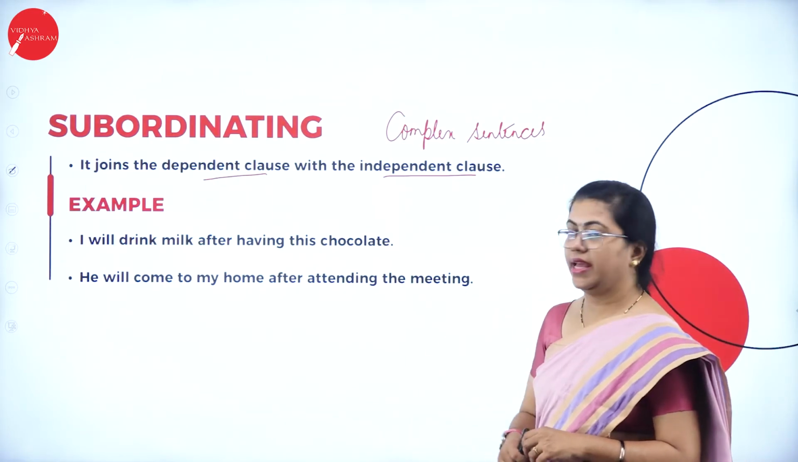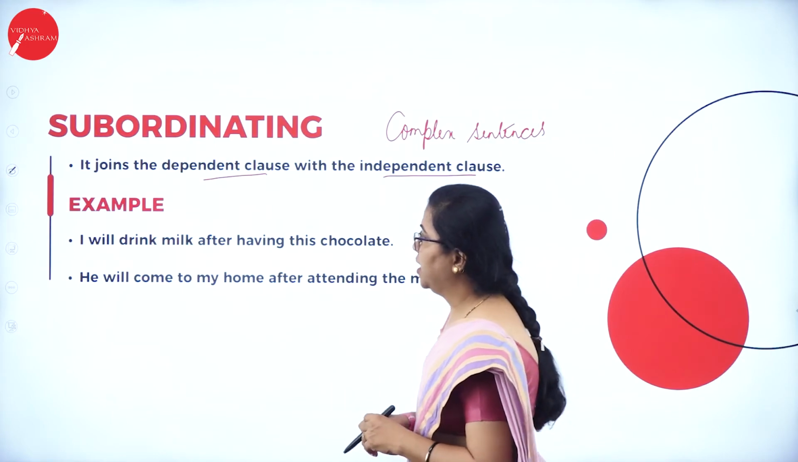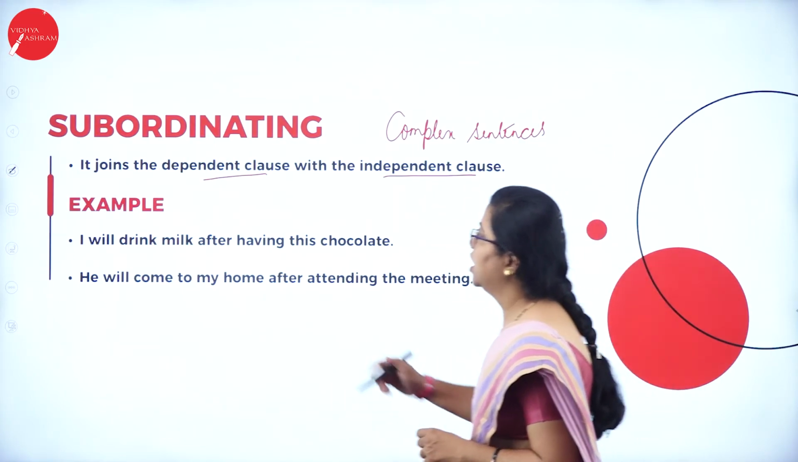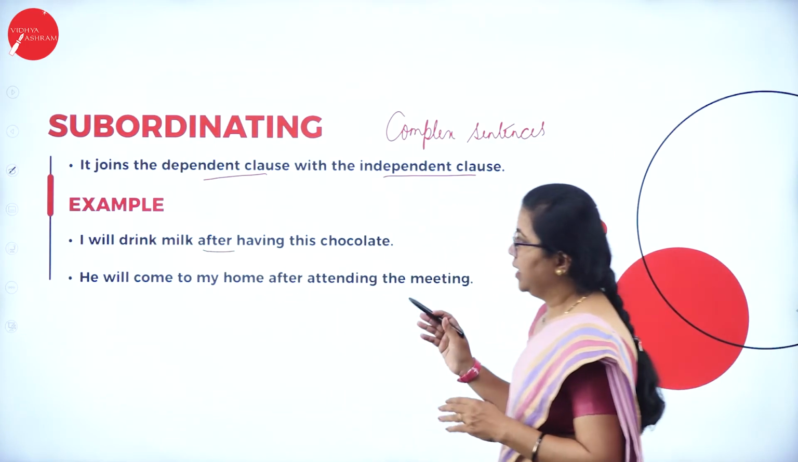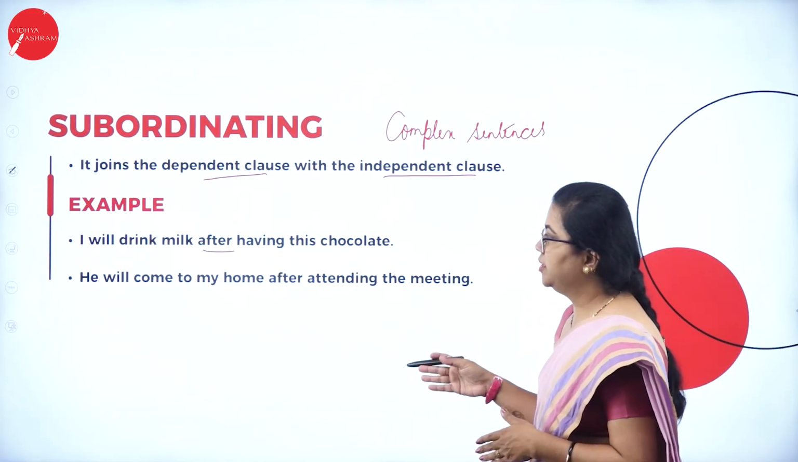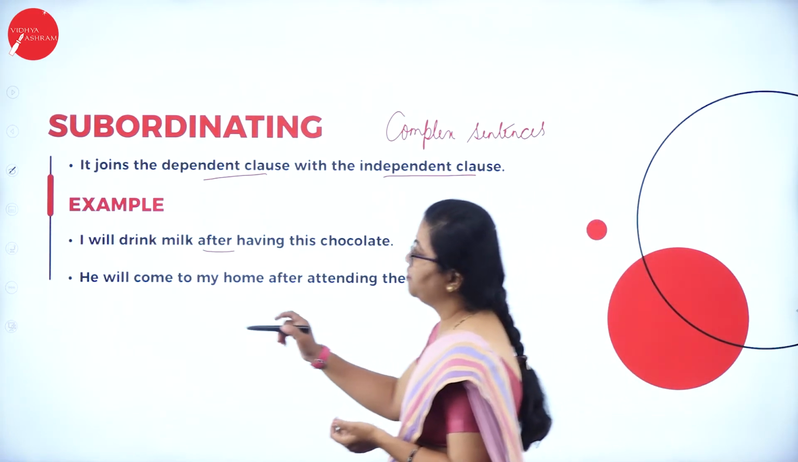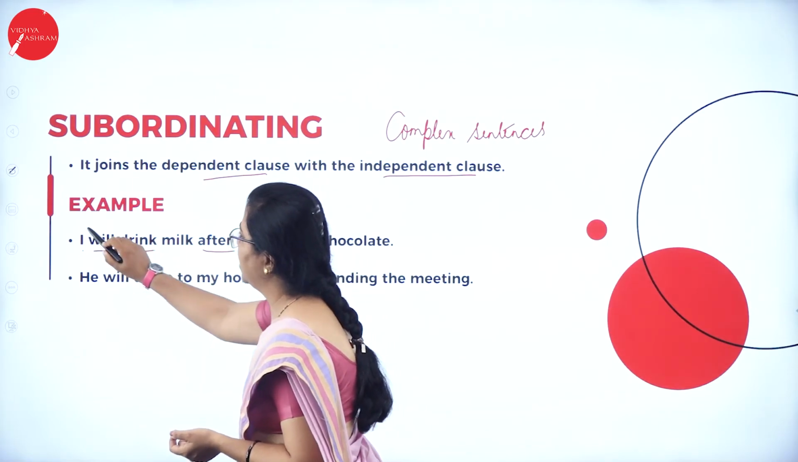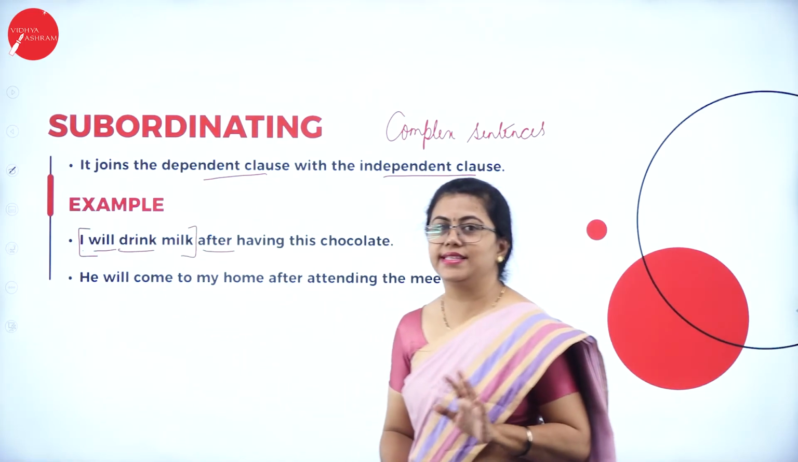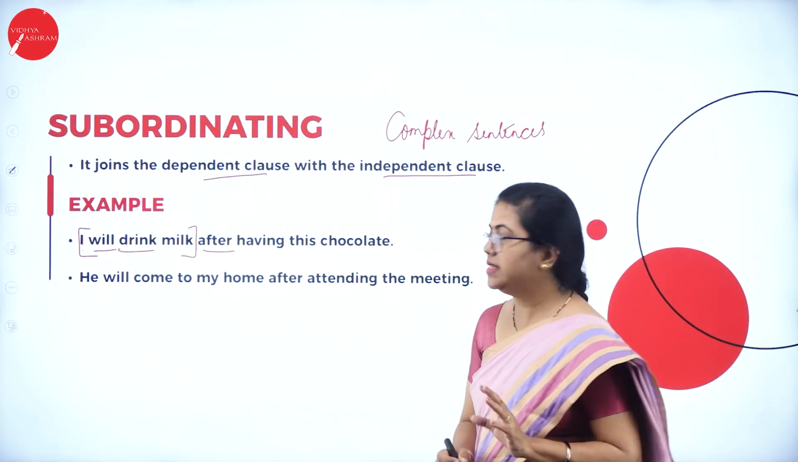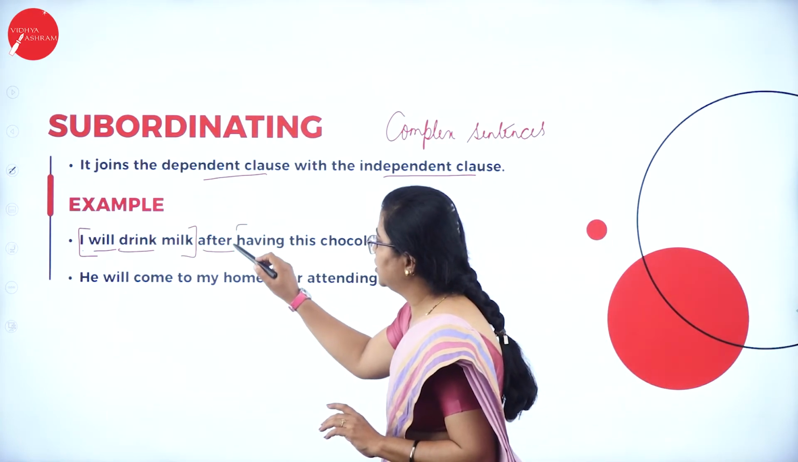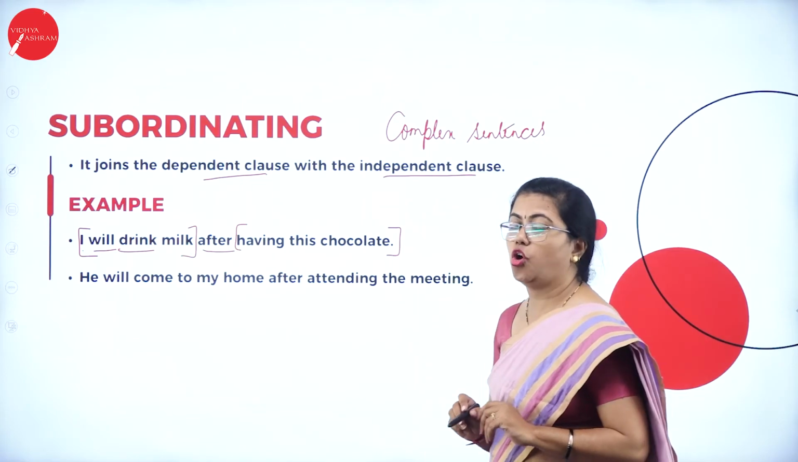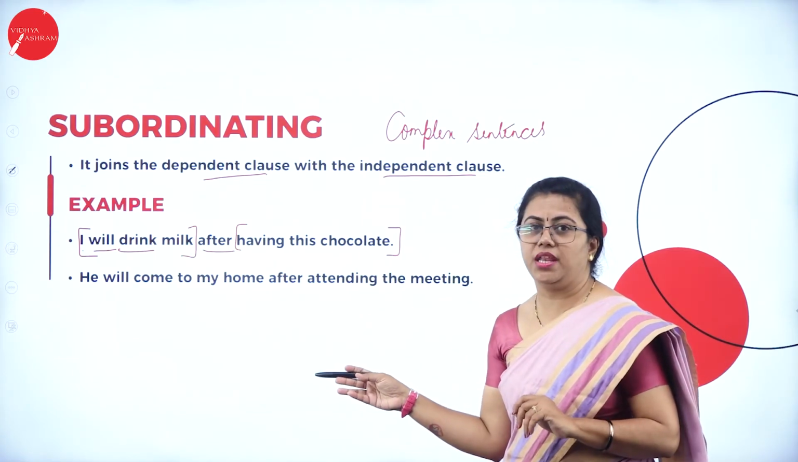So here, let us see an example. I will drink milk after having this chocolate. After is the subordinating conjunction that is used here. Just see here, you have a subject, you have a verb here, will drink. Okay, this will make sense. This is giving you complete meaning, isn't it? Now remove this conjunction. You can just see having this chocolate. So does this give you complete meaning?